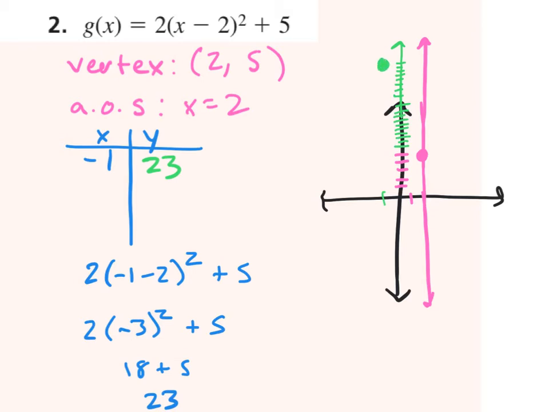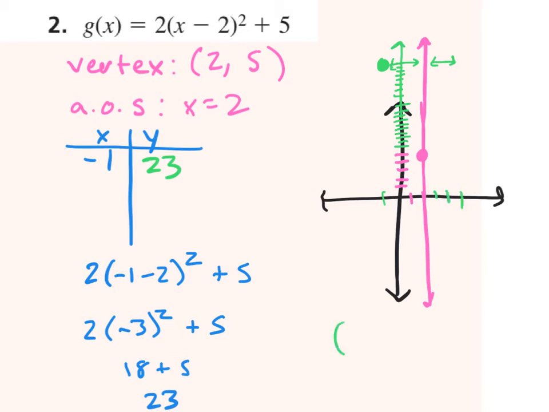So now -1 is 1, 2, 3 spaces away from our axis of symmetry on the left side. So what is another point that we need on our graph? So if we're 3 spaces away on the left side, we need to be 3 spaces away on the right side. So we're already at 2, so we just go 3 more spaces to the right.